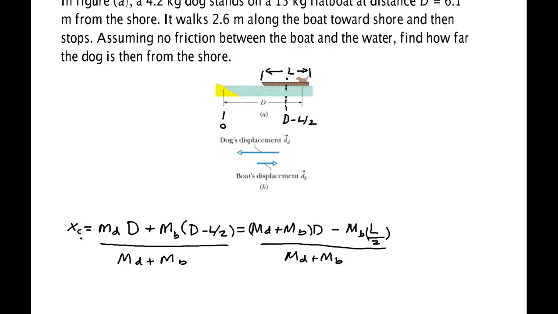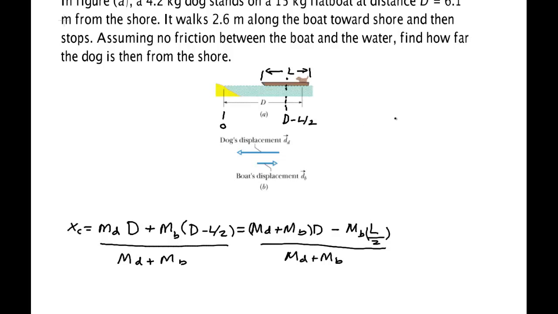Now, this location of the center of mass will not change in the problem because there's no net external force. And in fact, I really don't need to care about the denominator when I equate the centers of mass from both before and after pictures, because the mass of the system will not change in the problem. What I need to do now is to draw a new picture.